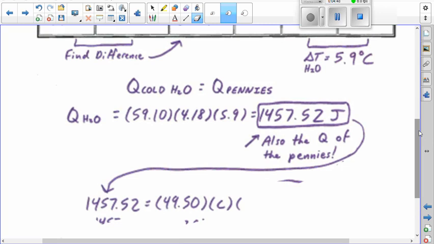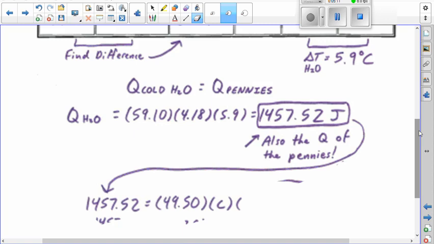So if you think about it, right when you take that bolt out of the water from lab the other day, you don't want to touch it, right? Why is that? Because it's super hot. How hot? Well, it's at exactly 100 degrees Celsius because it's been in boiling water for 5 minutes, and boiling water is always at 100 degrees Celsius. So the initial temp of your pennies is 100 degrees Celsius.